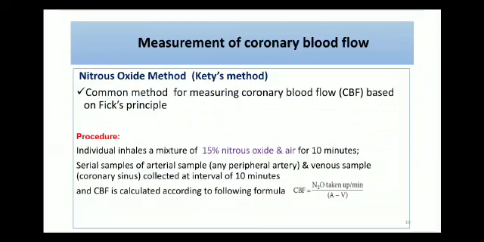Arterial sample you will take from a peripheral artery, any peripheral artery, maybe brachial, and the venous sample you have to take from the coronary sinus. We said it is the major venous drainage of the heart. To the right atrium, the major vein supplying is the coronary sinus. So take the venous sample from there to be more accurate. The sample is collected at intervals of 10 minutes, but again you have to insert a catheter into the coronary sinus, so that is a procedure that requires a lot of expertise. Blood flow is calculated using the formula CBF is equal to nitrous oxide taken up per minute divided by the arteriovenous concentration difference.